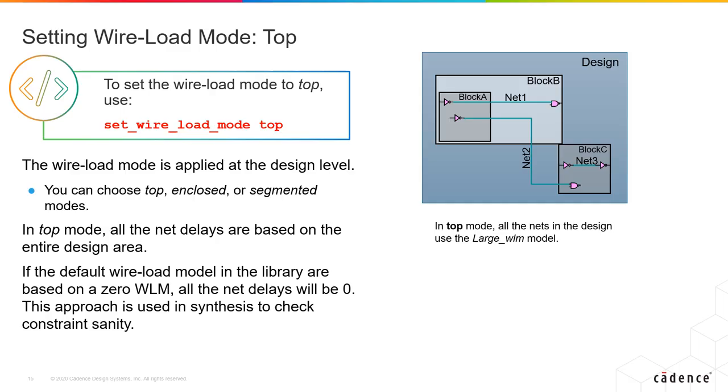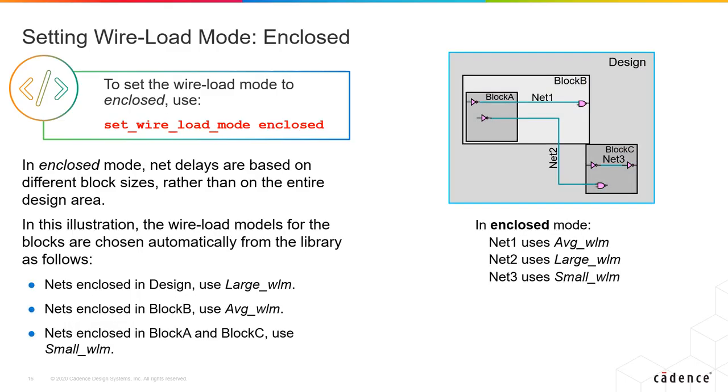To force a particular sub-design to use a different wire load model than the one from the top, you can specify the set_wire_load_model command for that particular sub-design. Another wire load mode is the enclosed mode.